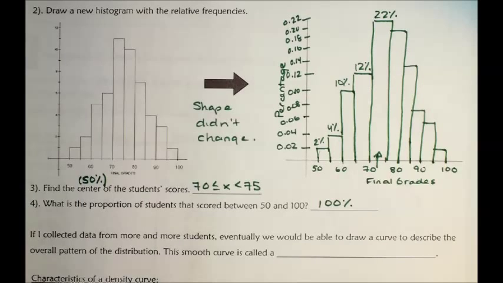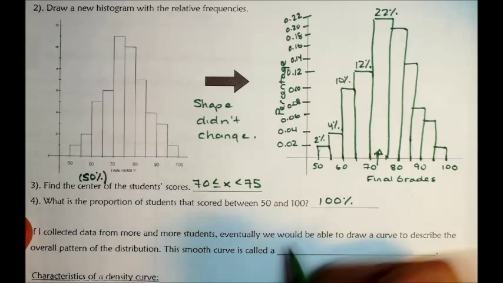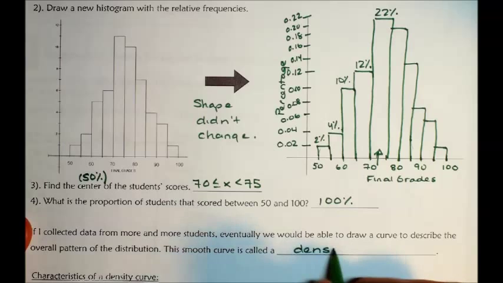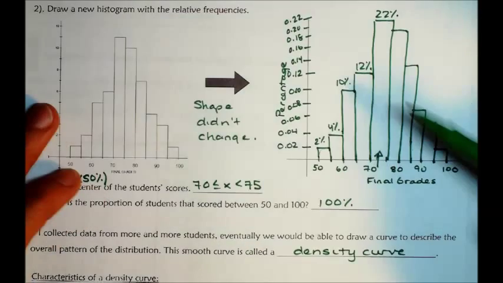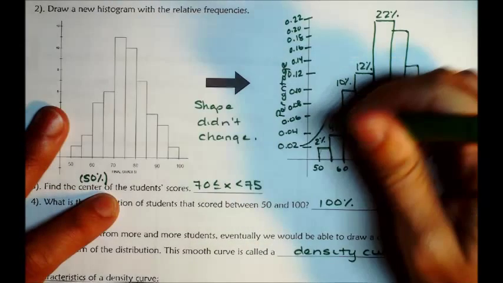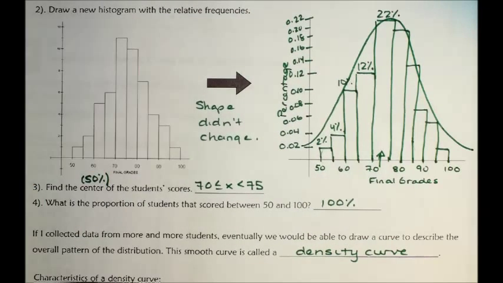So if I collected data from more and more students, eventually we'd be able to draw a curve to describe this overall pattern. This smooth curve is called a density curve. So looking at our data here, if I asked more and more students, eventually I'd be able to draw a nice smooth curve that would fall over top of our histogram. And that curve itself is called the density curve.